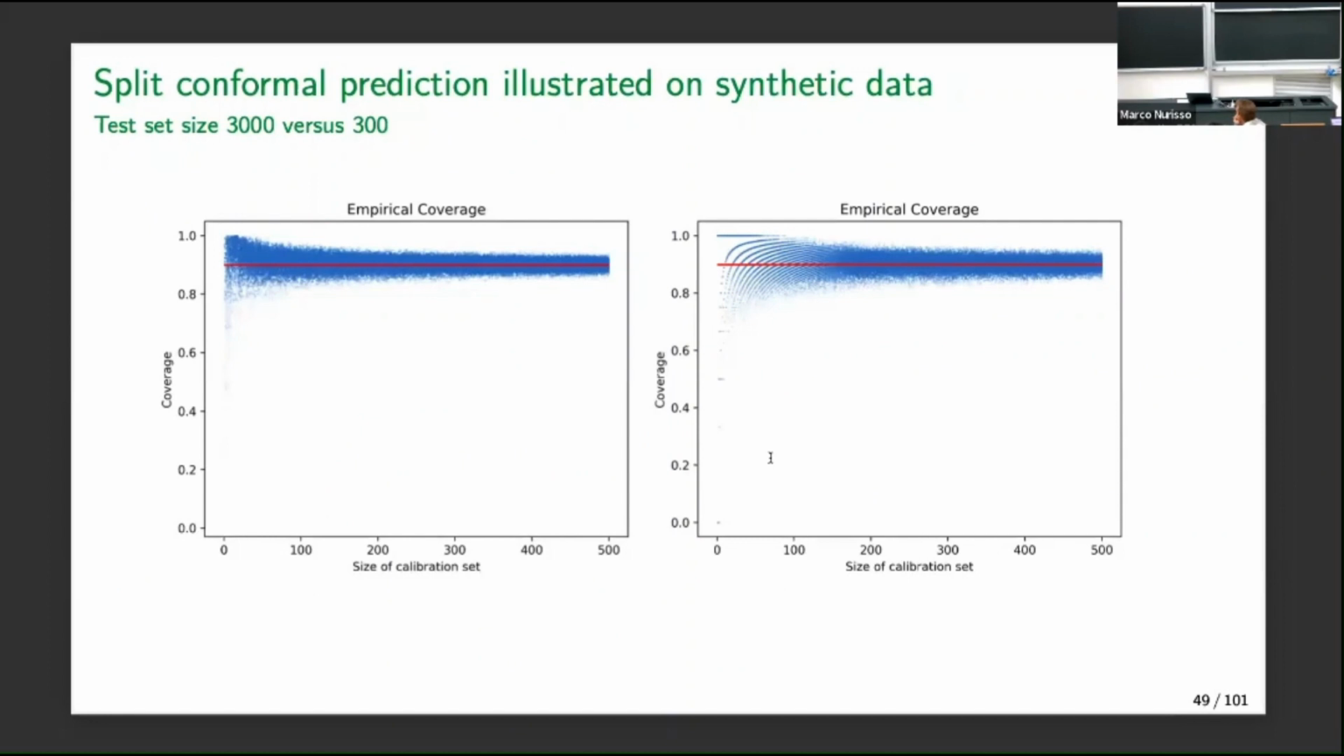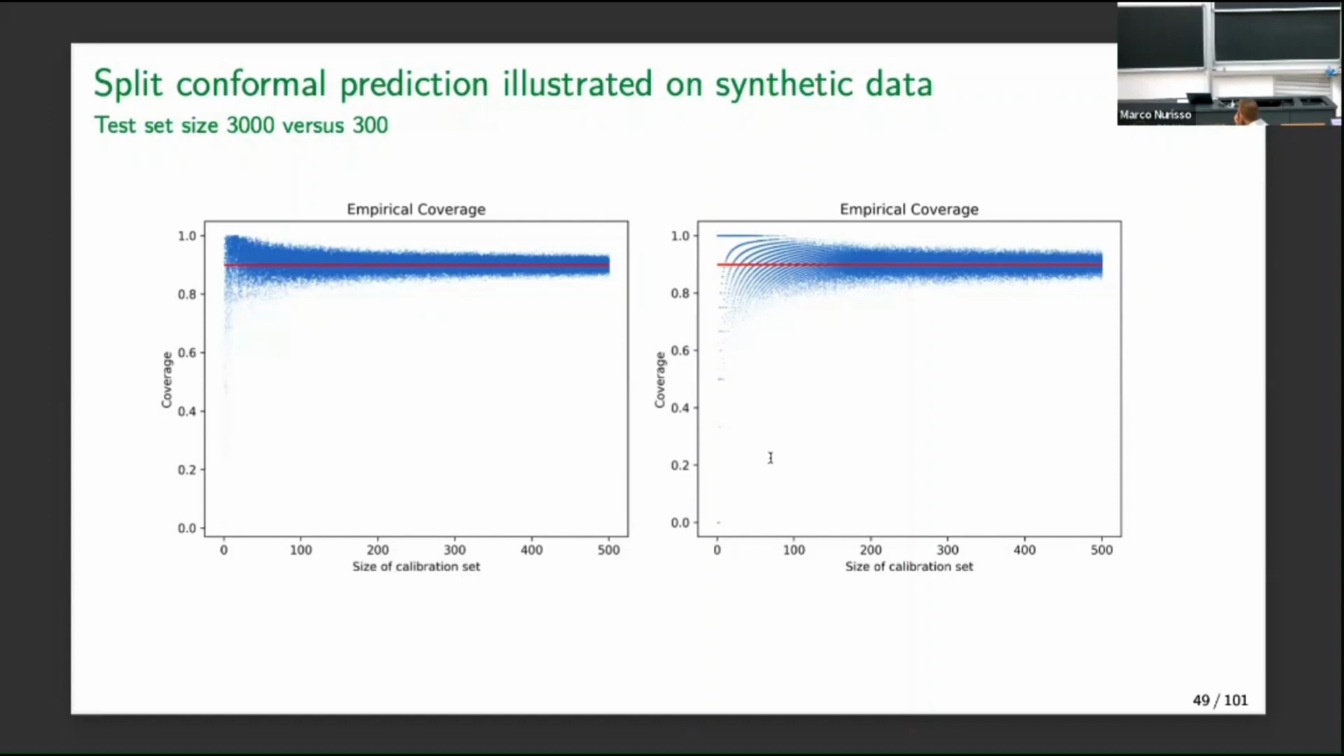Here is an example of a simulation that one of my PhD students did for me for this presentation. On the horizontal axis, we have the size of the validation data set. The two pictures are for two different sizes of the test set. On the left-hand side, we have a test set of size 3000. On the right-hand side, we have a test set of size 300. It's a synthetic data example, so we can do resampling. On the vertical axis, we have the coverage level. In this example, we asked for a coverage of 90%, the red line.